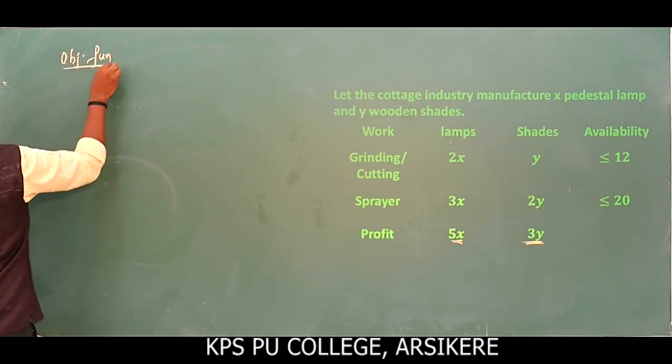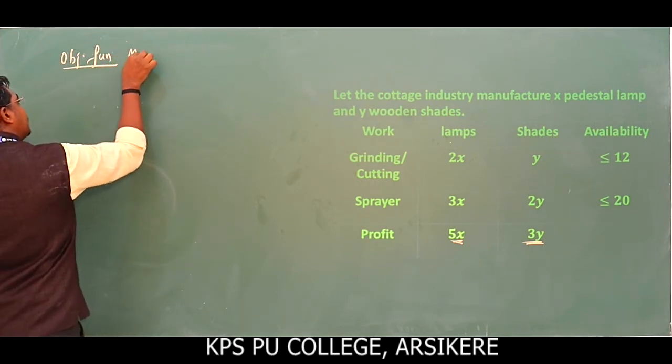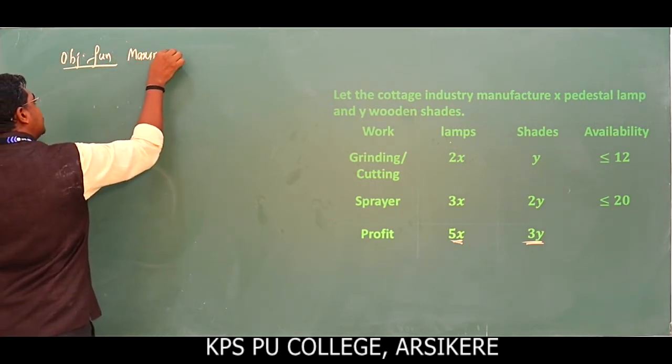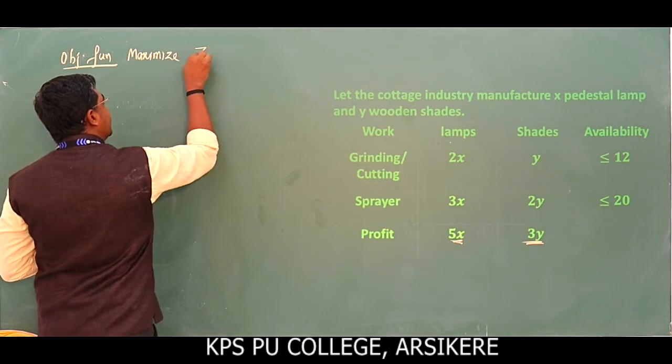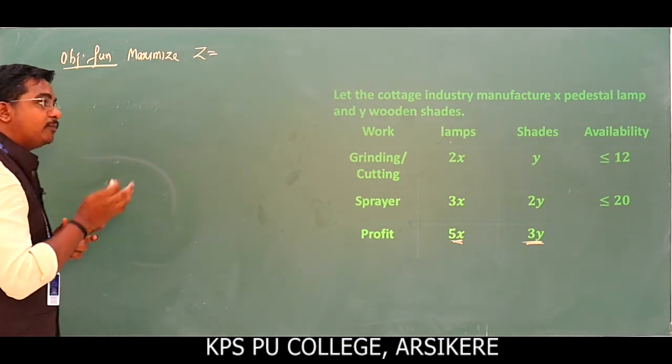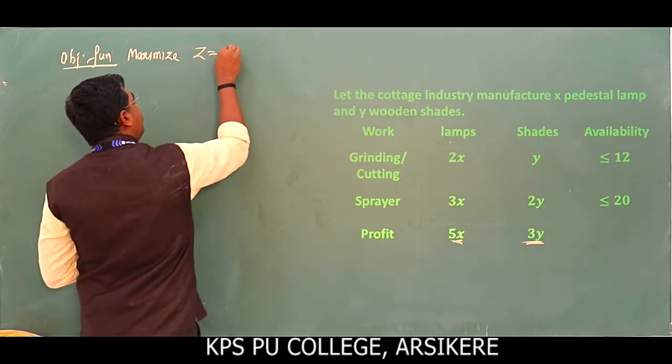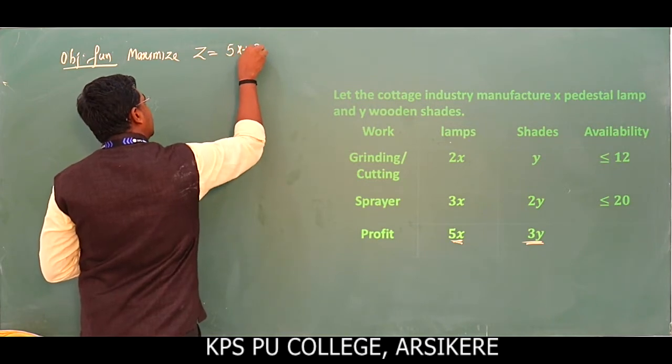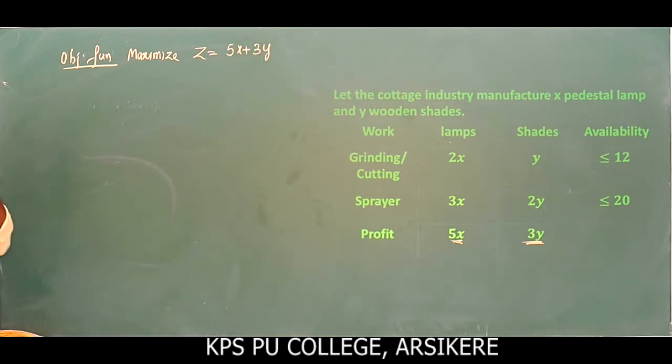Objective function, we need to maximize, right? Maximize profit, and I will take it as z. Total profit from lamps as well as sheds is 5x plus 3y. This is the total profit obtained by the merchant, or from the industry, from lamps as well as the sheds.